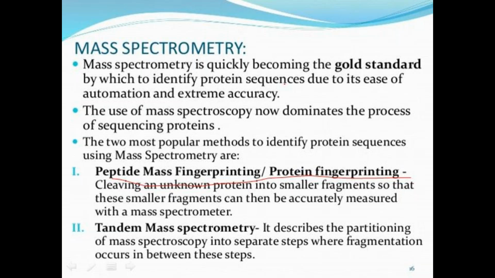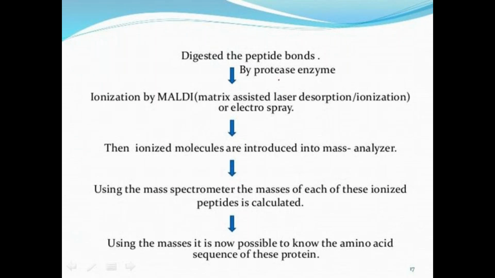Tandem sequences are there, tandem in a DNA sequence. That means the breaking of the protein into different fragments, and the stepwise determination of sequences, causes the tandem mass spectrometry. These are the two methods that are mainly used for that.